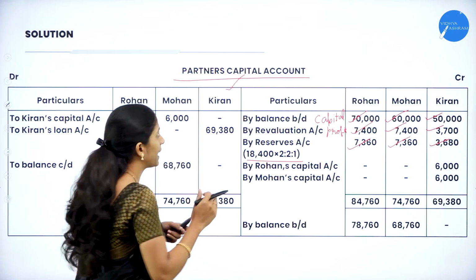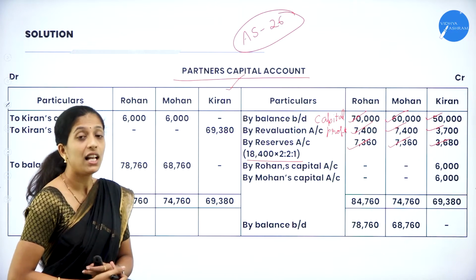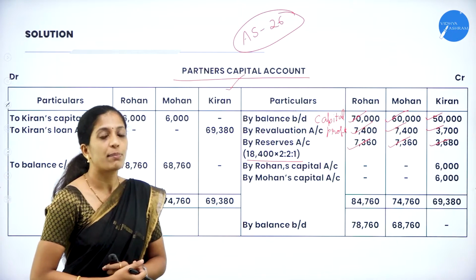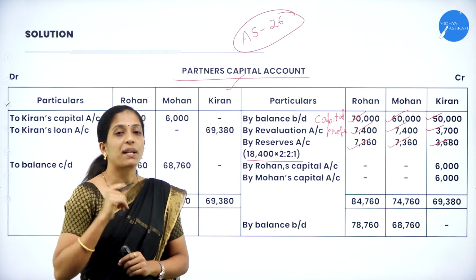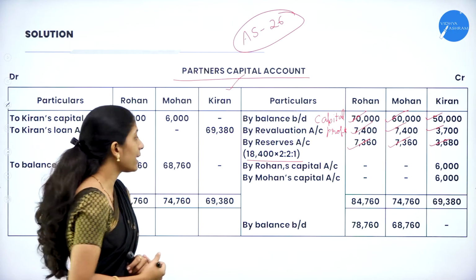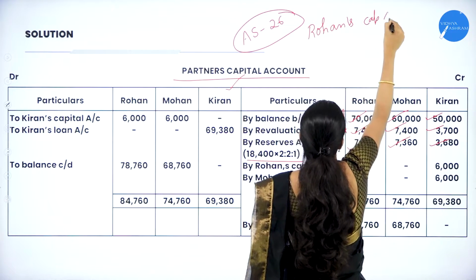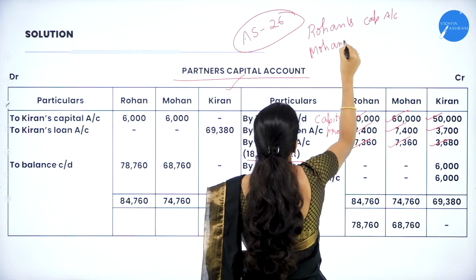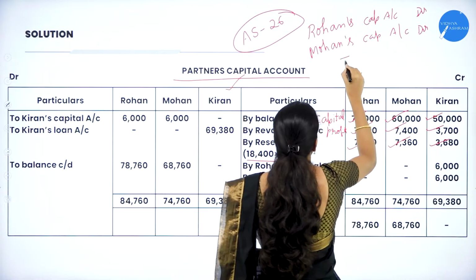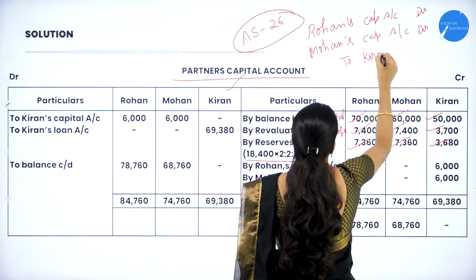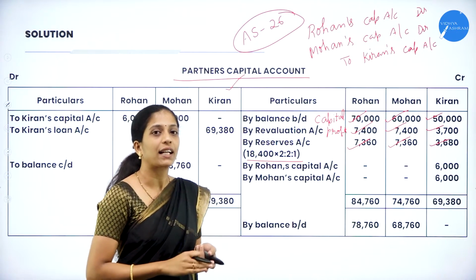Now we have to treat the goodwill as per Accounting Standard 26. So what is the entry as per Accounting Standard 26 when the goodwill is valued in the firm? Your entry will be: remaining partners' capital accounts debit, to retiring partner's capital account. Now who are the remaining partners in this problem? That is Rohan's capital account, Mohan's capital account debit, to the retiring partner, that is Kiran's capital account. So this is the entry for the treatment of goodwill as per Accounting Standard 26.